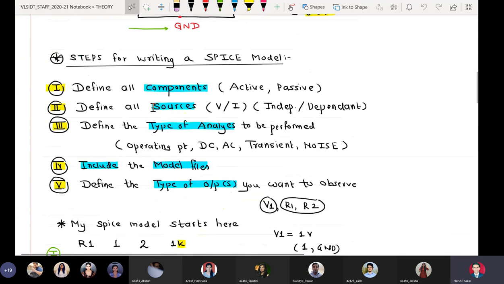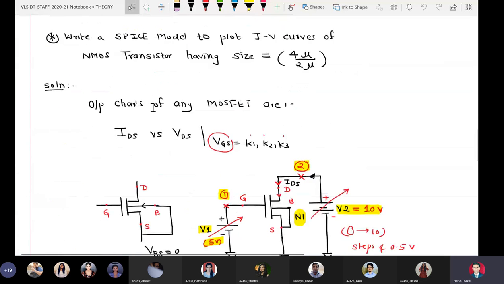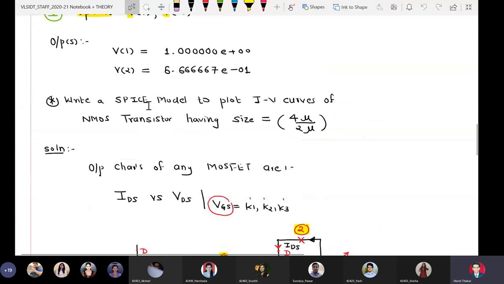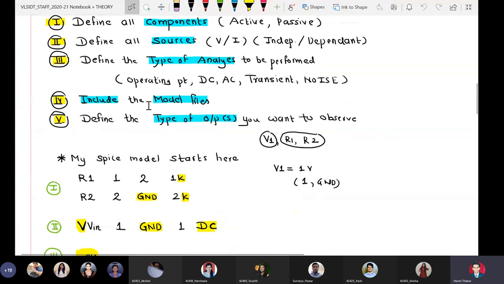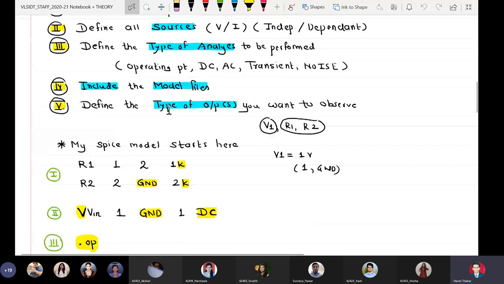So we have to always remember, whether it is a simple circuit like seen here, or whether it is the spice model for plotting the IV characteristics of an NMOS or a PMOS, we have to follow these 5 steps. Okay, so always remember, define all active and passive components. By active we mean transistors, and passive we mean resistors, capacitors, inductors. Then you have to define all the sources in the circuit, define the type of analysis, include the model files, and define the type of outputs you want to observe.